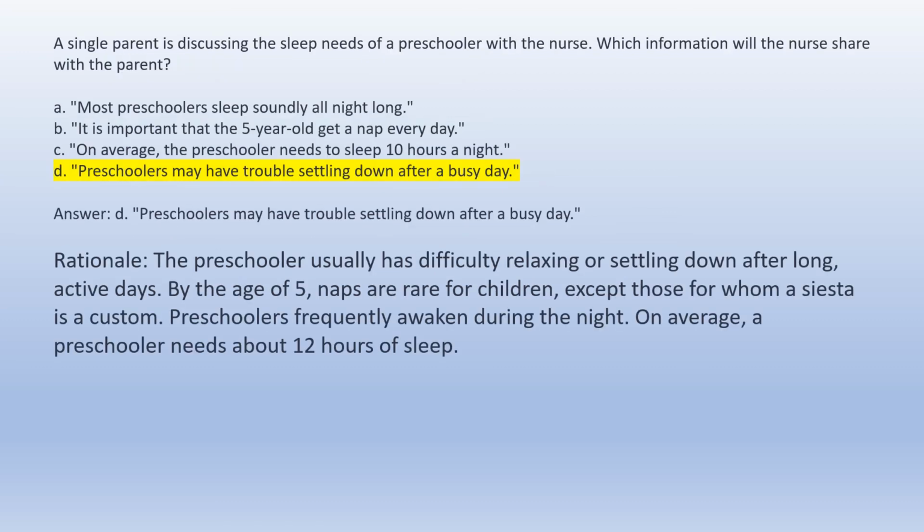Answer. D. Preschoolers may have trouble settling down after a busy day. Rationale. The preschooler usually has difficulty relaxing or settling down after long, active days. By the age of 5, naps are rare for children except those for whom a siesta is a custom. Preschoolers frequently awaken during the night. On average, a preschooler needs about 12 hours of sleep.